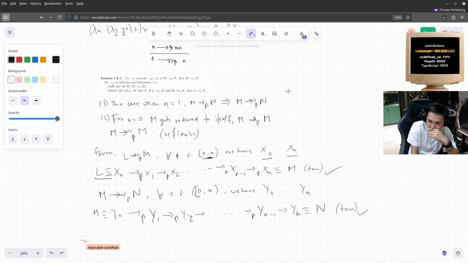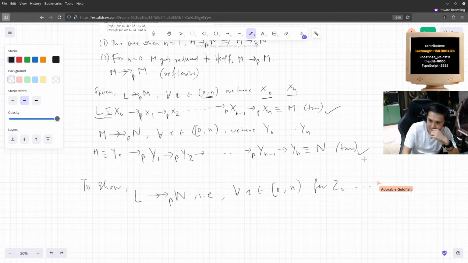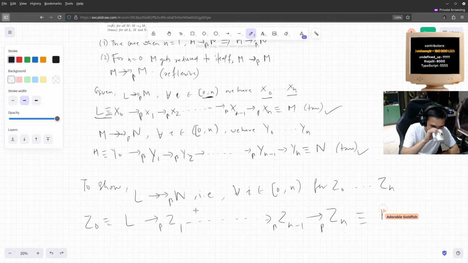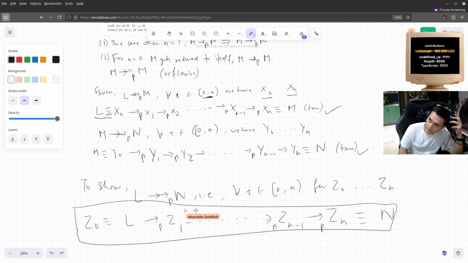So we have to show that L has a beta reduction relation to N. That is, for all i from 0 to n, for z0 to zn, we have z0 equivalent to L, beta reduced to z1, up to zn minus 1 to zn, and zn is equivalent to N. Now we have to show this. We don't know whether this is true, right? These two statements, we know are true. So it's pretty much like induction, honestly.